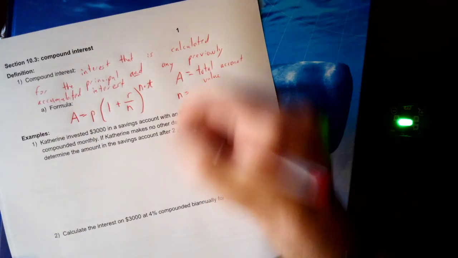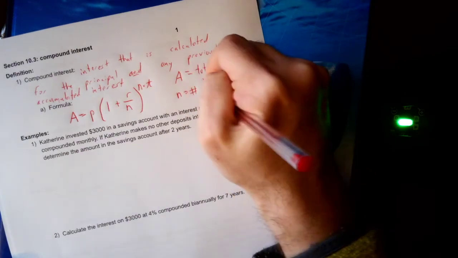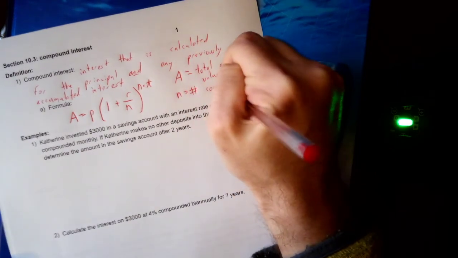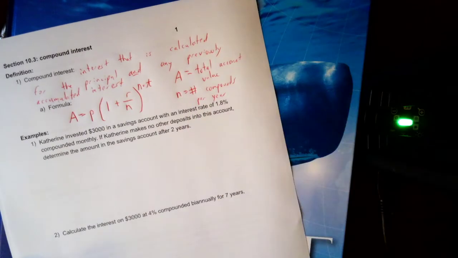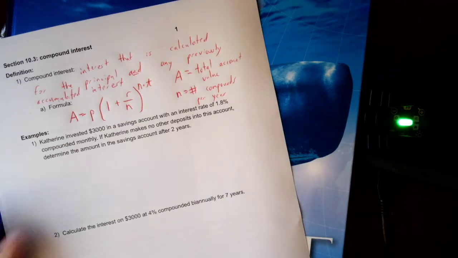N is the number of compounds per year. And that'll make sense once we see our first example. So let's look at how an example of this will look.